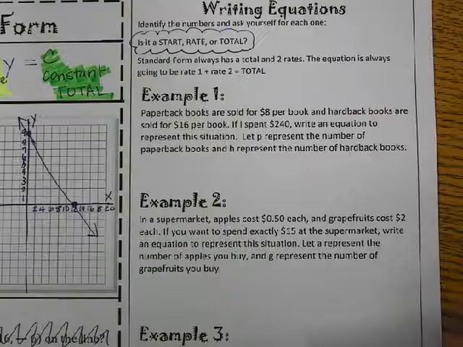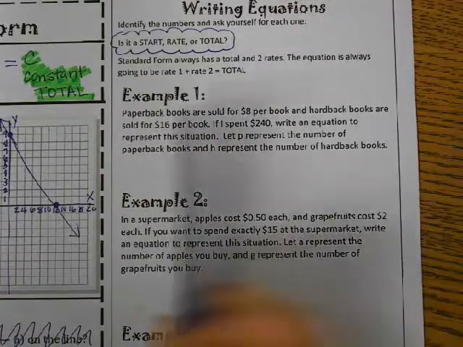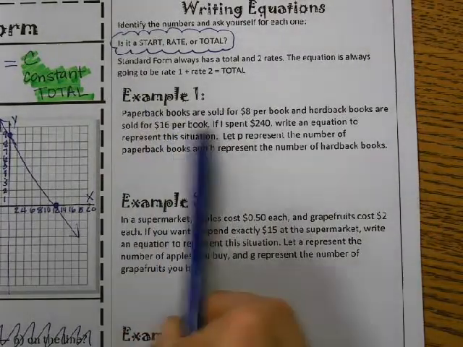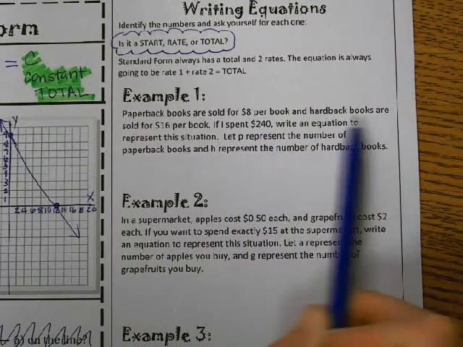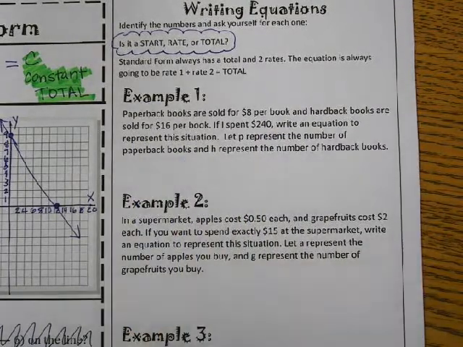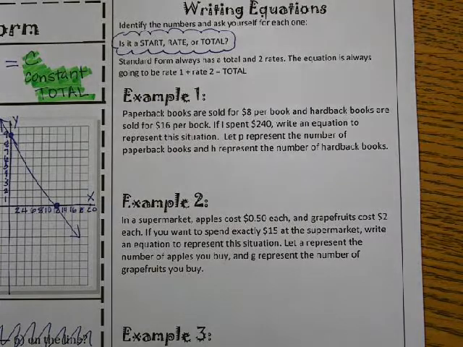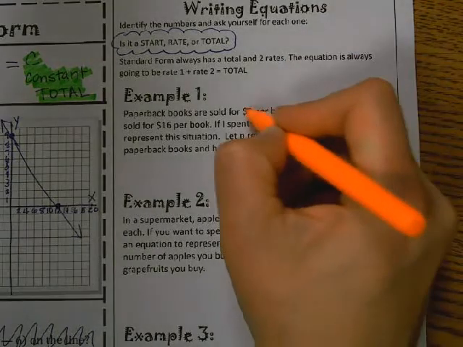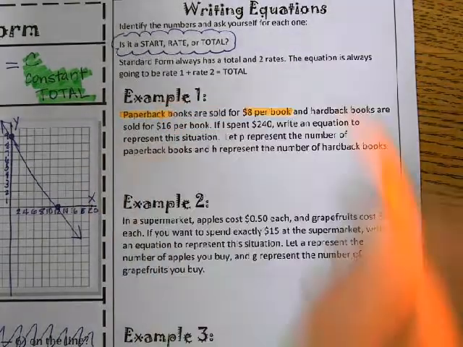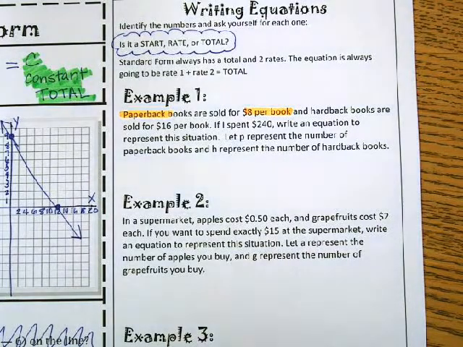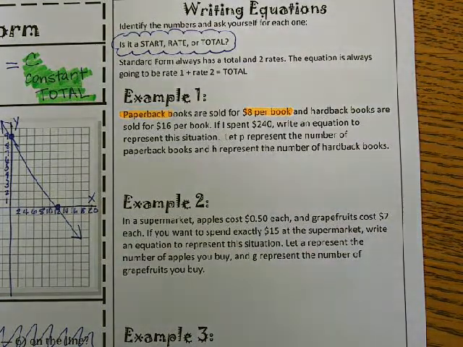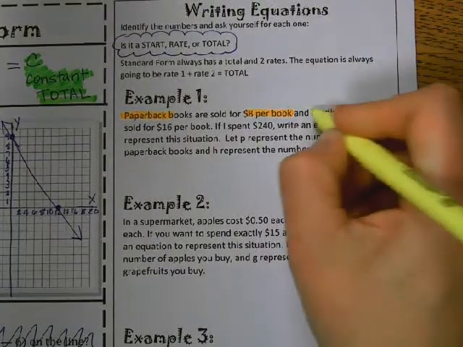So come over here. We're going to look at example 1. It says, paperback books are sold for $8 a book, and hardback books are sold for $16 a book. So I notice that I have $8 per book, and that is for paperback. And I have hardback books, and those hardback books are for $16 a book.